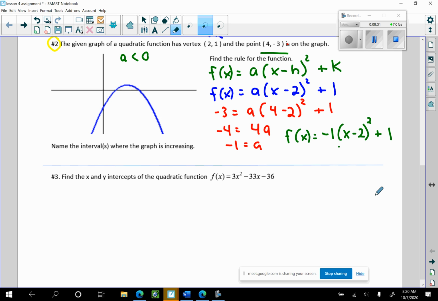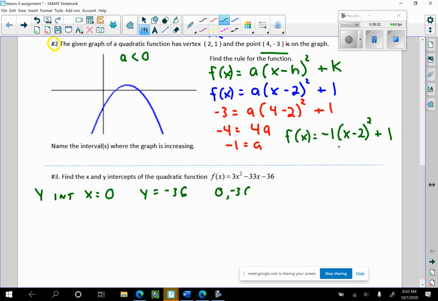Find the x and y intercepts of this one right here. Let's find the y-intercept. There are some x and y-intercept problems on the final, so on this quarterly, it might be a good idea to go over this. I find the y-intercept by letting x equal 0. That's going to be easy. If I let x equal 0, that says y is equal to -36. And the y-intercept then is (0, -36).